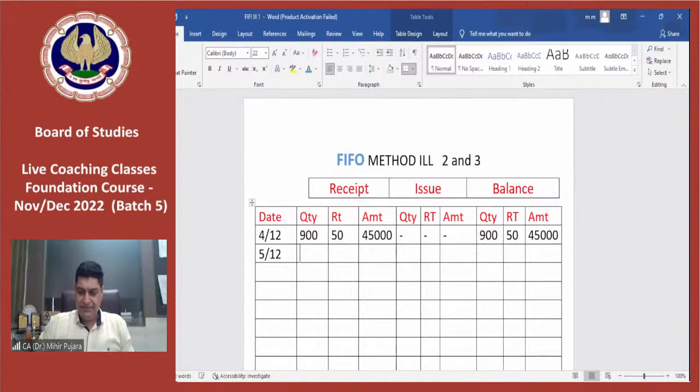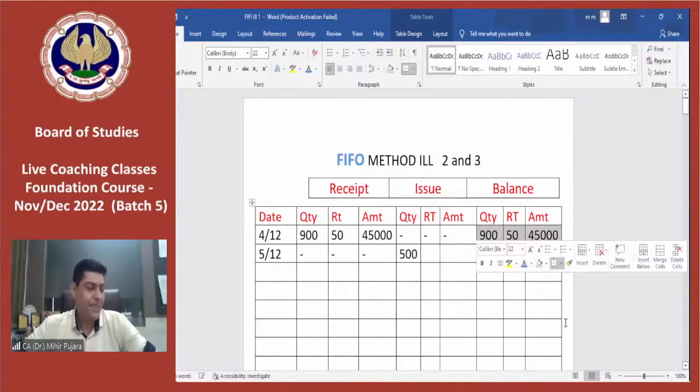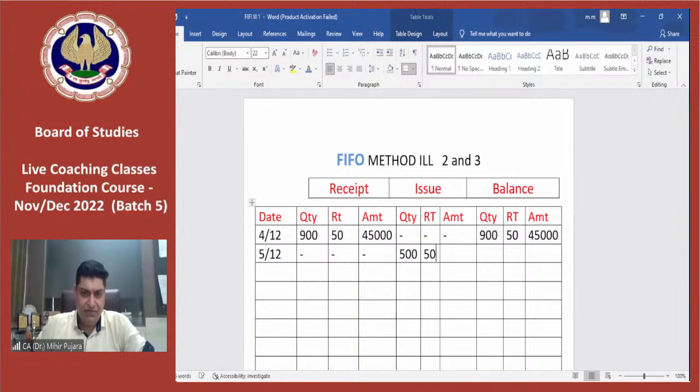On 5 by 12 there is no purchase, but we are issuing 500 units. I have only one lot available, so I have to issue from that lot only. 500 at 50, so it is 25,000. Simple, quantity into rate.